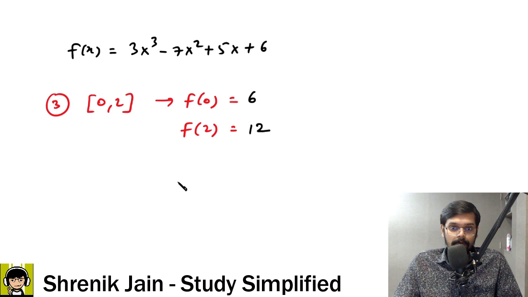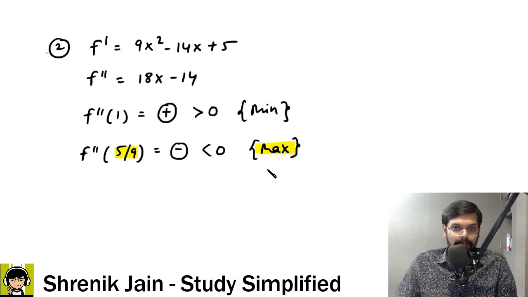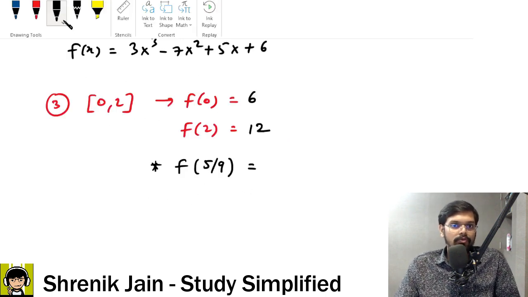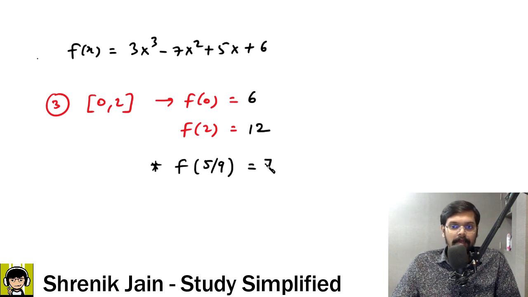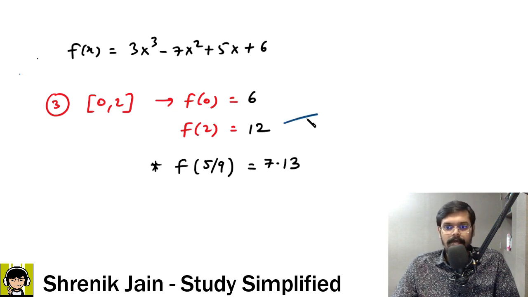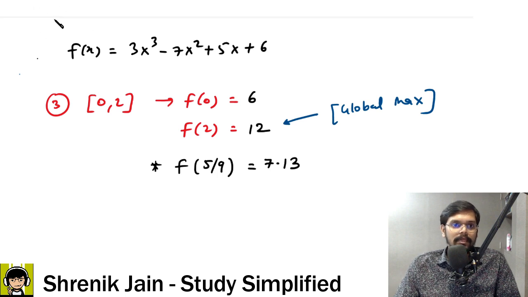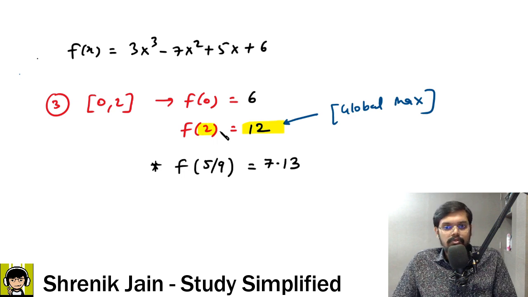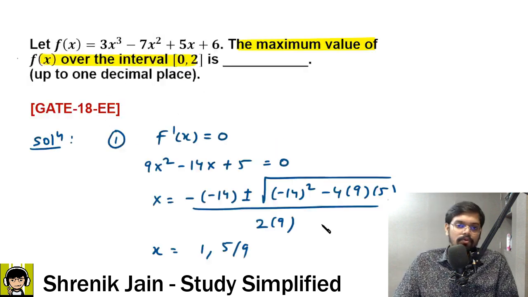But also remember that you have to check the value of the function at 5 by 9. 5 by 9 was a maximum point. So now tell me, if I substitute, the answer I am getting is 7.13. Sir, among all these values, the ultimate maximum we are getting here, so this would be said as the global maximum. Understood? What is the answer? They needed the value of the function, so 12 is the answer. If they needed the point, then x is 2 is the point. But they needed the value, so 12.